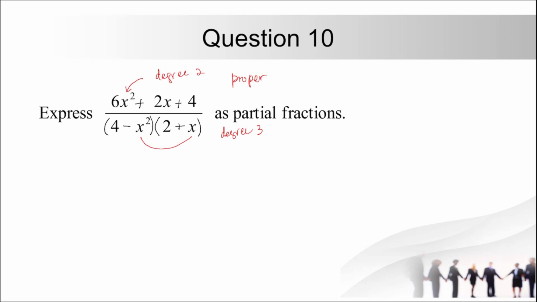Since this is a proper fraction, we can now identify the type of denominator. If you see here 4 minus x squared, this looks like a quadratic, but can you factorize 4 minus x squared? 4 minus x squared is actually in the form of 2 squared minus x squared, so when you factorize, you will get 2 minus x and 2 plus x.